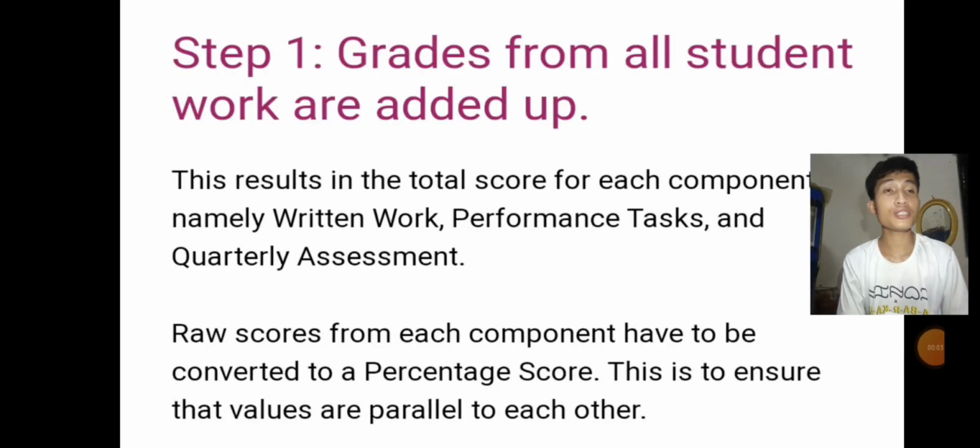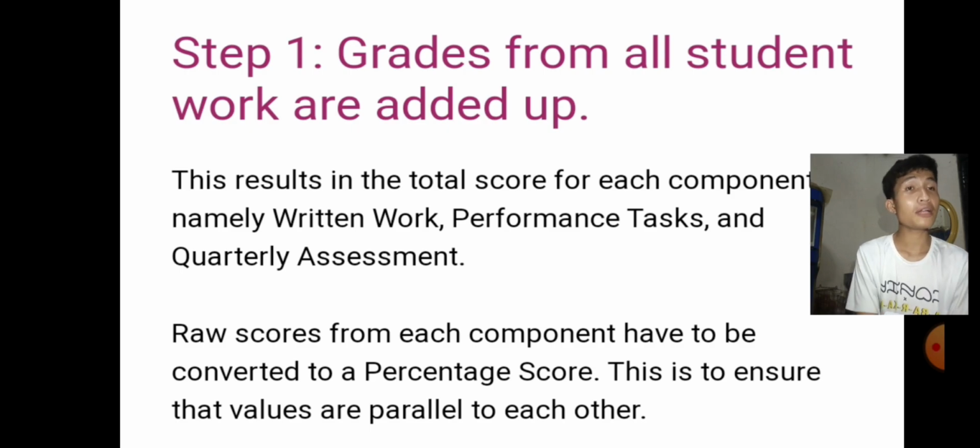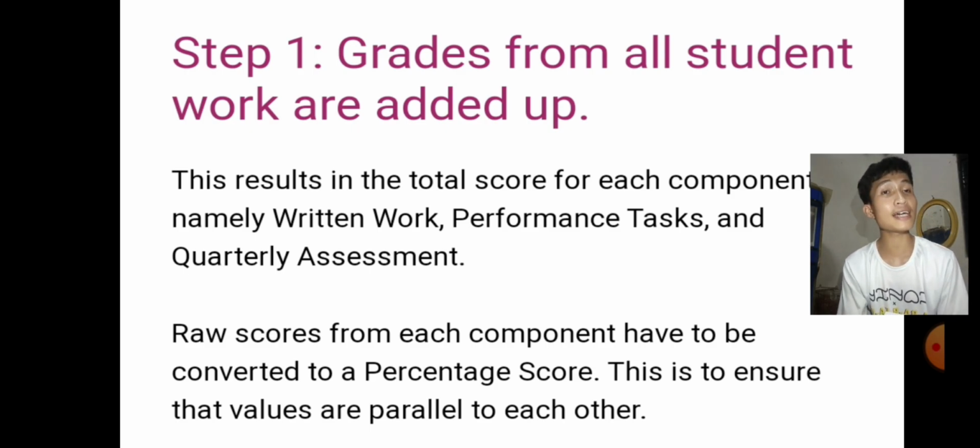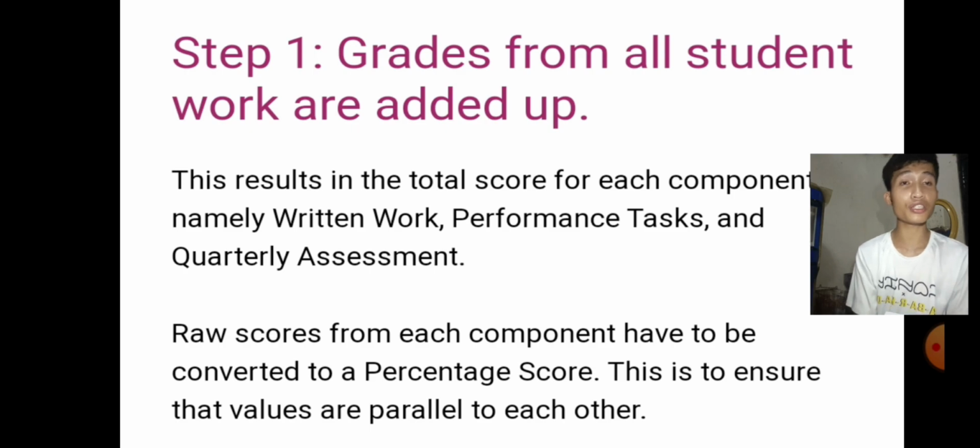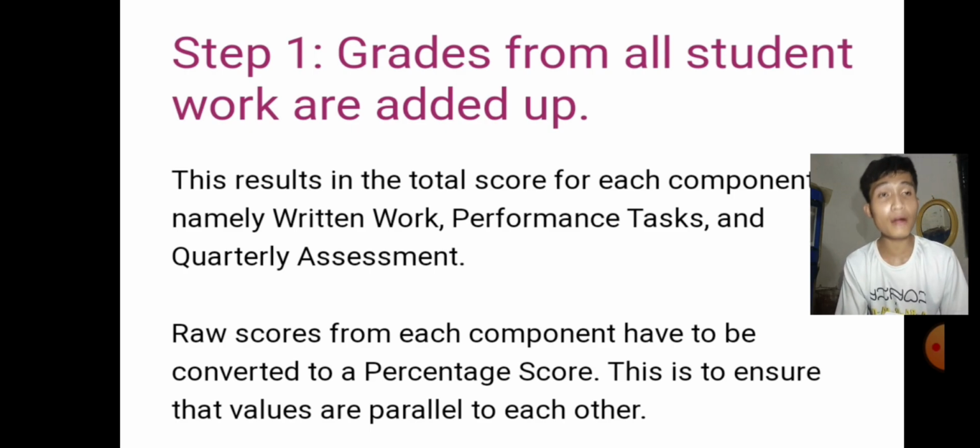Okay, let's proceed to computing grades. So how do we compute grades? These are the steps on how to compute grades. Step one, grades from all students' work are added up. This results in the total scores for each component, namely the written work, performance task, and quarterly assessment. Raw scores from each component have to be converted to percentage scores. This is to ensure that the values are parallel to each other.